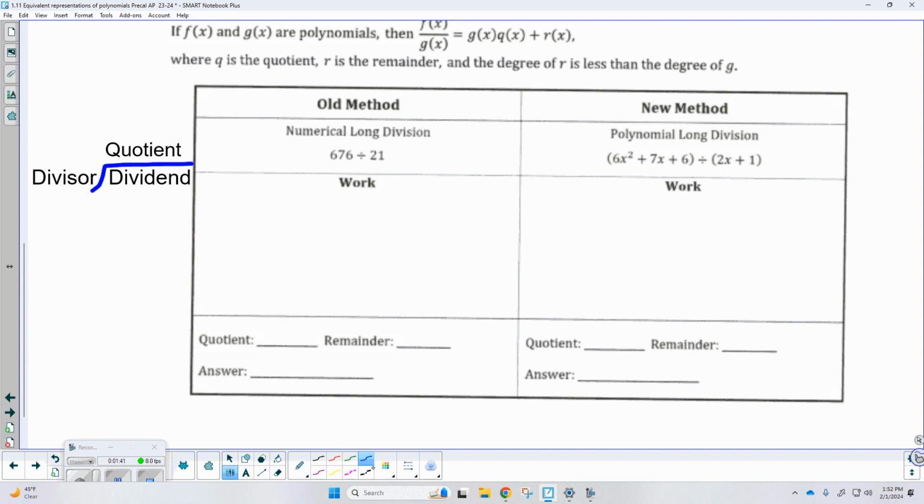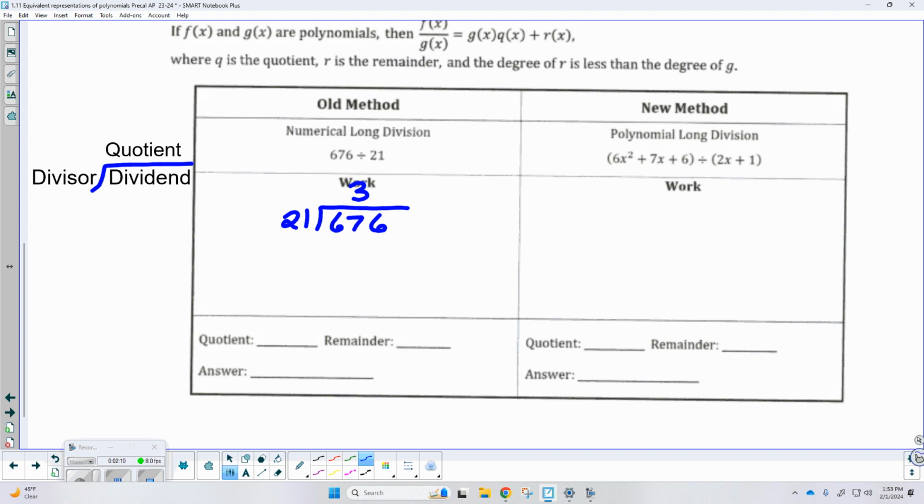Let's say I want to take 21 and divide it into 676. Okay, so this is definitely going to be a trip down memory lane. You go by digit: 21 won't divide into 6, but it will divide into 67. How many times? 3. So I'm going to put a 3 up top. That's the beginning of my quotient. But now what do I do with that 3? We multiply by the divisor.